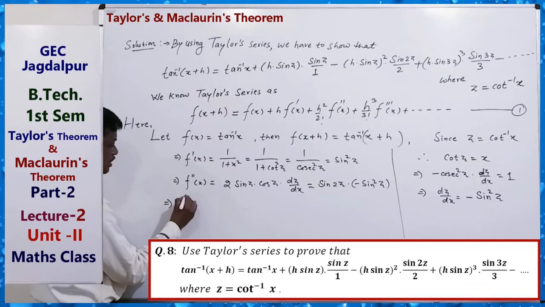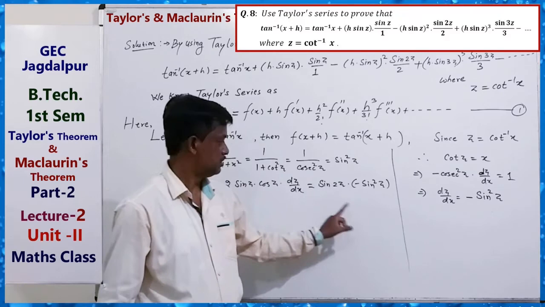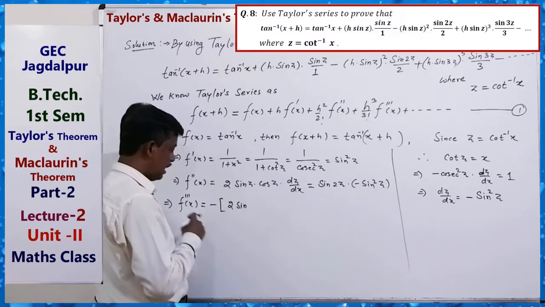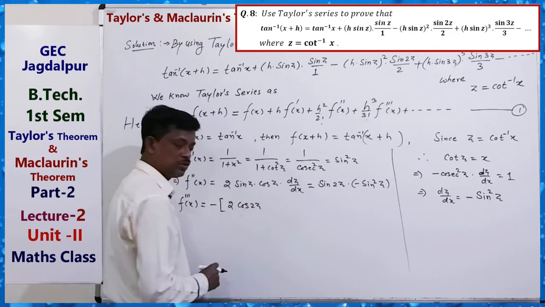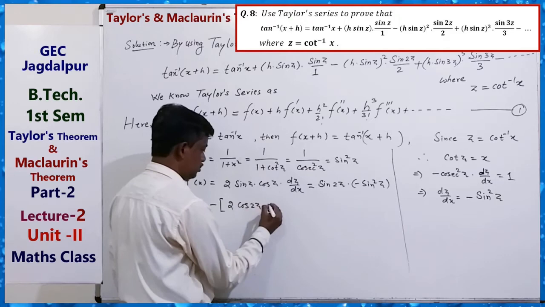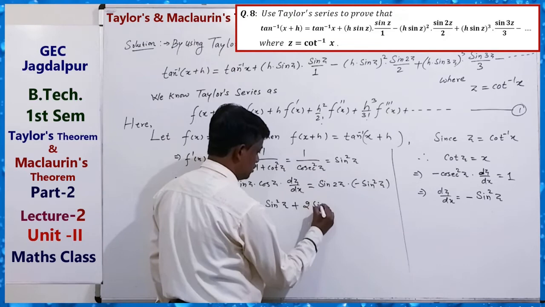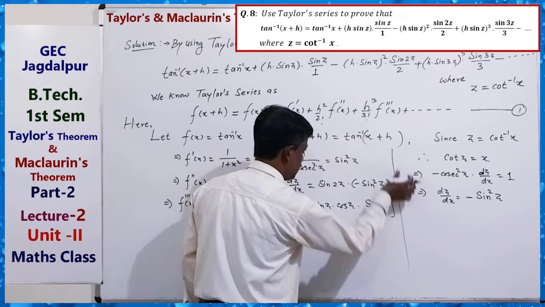Similarly, f triple dash x. Differentiate it. Here the minus sign is taken outside, and it is a product of two functions. Differentiate it first with respect to z: 2 sin z cos z gives sin 2z, and the derivative of sin 2z is 2 cos 2z, so 2 cos 2z into sin square z, plus 2 sin z cos z into sin 2z, into dz by dx.